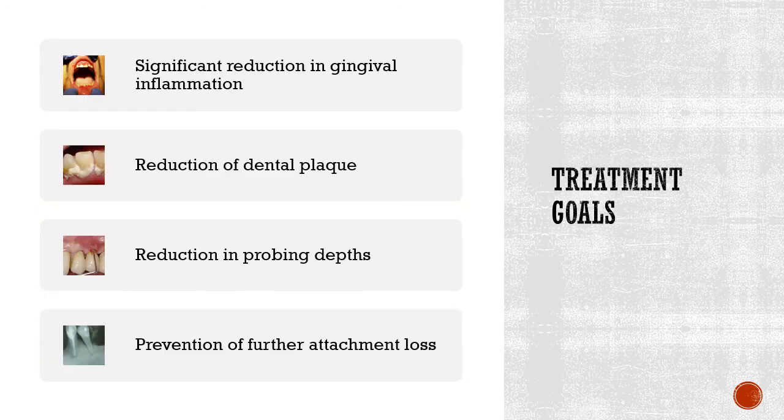Some of the treatment goals for chronic periodontitis include significant reduction in gingival inflammation, reduction of dental plaque, reduction in probing depths, and prevention of further attachment loss.